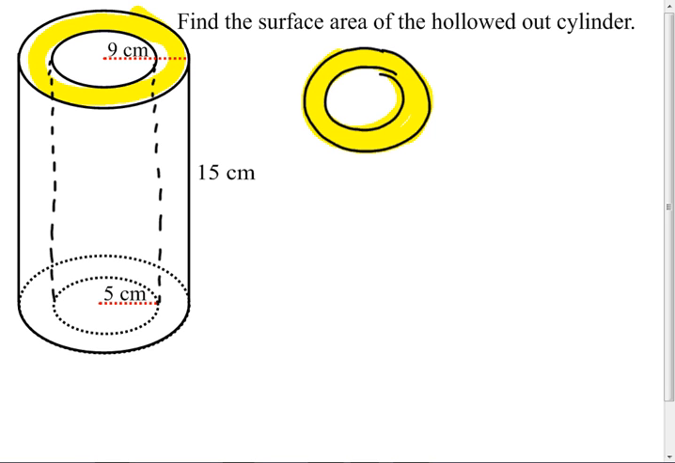Okay, so here's the plan. We have two of these. We have two bases. And then we have what? We have the outside of the can. So we have the lateral area of the outside. Well, I want to get everything painted, and I have the lateral area of the inside.